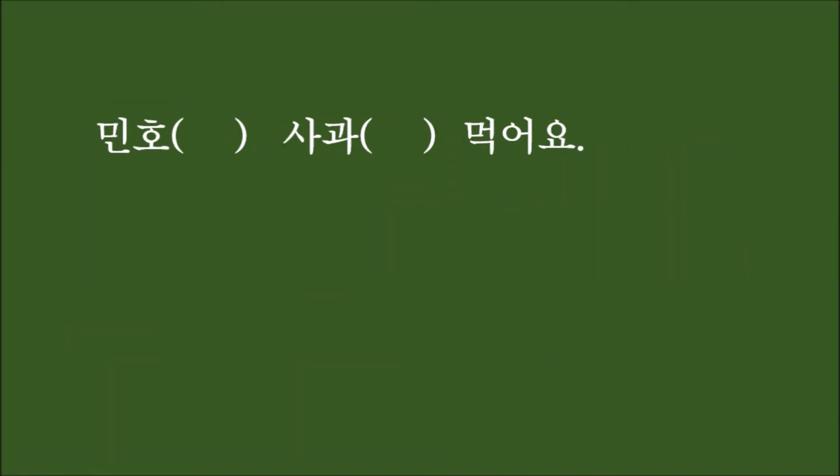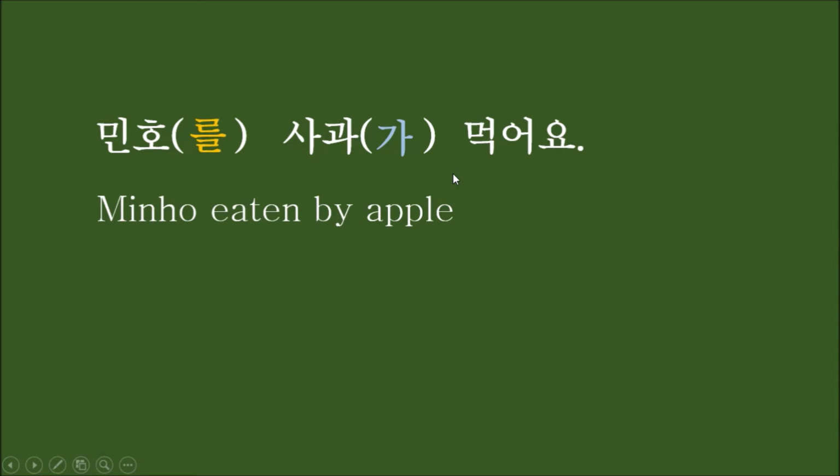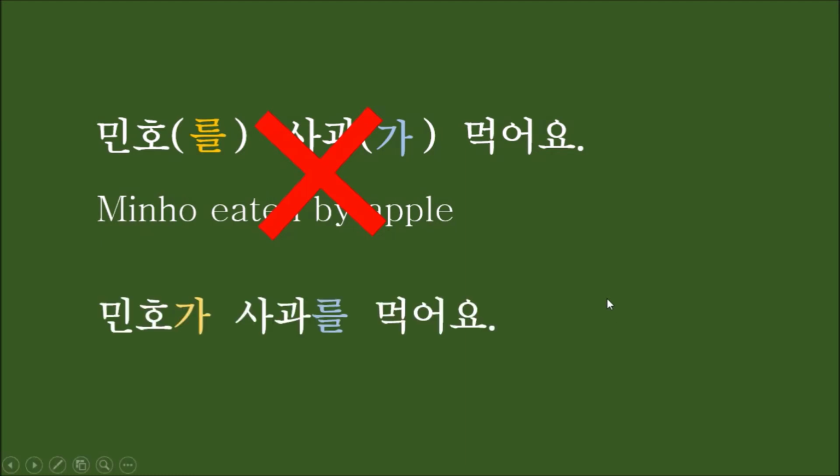Let's just try using the subject and the object markers in switched positions, which is the incorrect way. In this sentence, Minho 사과 먹어요, what we want to mean is Minho eats an apple. But let's place 민호를 사과가 먹어요. This sentence makes no sense because it would mean Minho is eaten by an apple, and there's no way an apple could eat a person. So this sentence is wrong. Of course, the correct way to put the sentence is 민호가 사과를 먹어요. Now it makes perfect sense. It means Minho eats an apple.